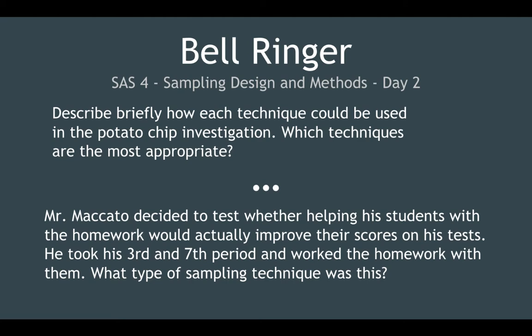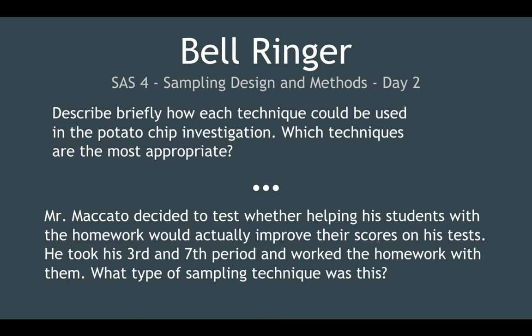Today is day 2 of SAS 4, Student Activity Sheet 4, Sampling, Design, and Methods. This is from Unit 3 of Advanced Quantitative Reasoning, Statistical Studies. So we were talking about the different types of methods, and if you recall from yesterday, there are 5 methods to sample a population. There is convenience sampling, simple random sampling, stratified random sampling, cluster sampling, and then systematic sampling. Describe briefly how each technique could be used in the potato chip investigation. Specifically, which techniques are the most appropriate?